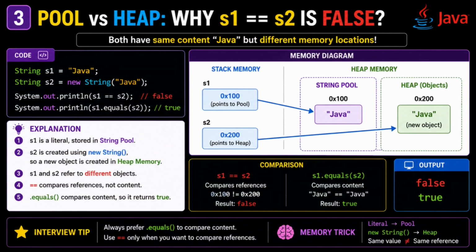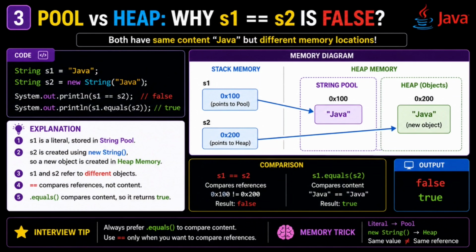Double equals compares references. Dot equals compares content. Therefore, S1 equals equals S2 returns false because the references are different. But S1 dot equals S2 returns true because the content is exactly the same. A good interview answer is: same content does not mean same object. Always use equals when comparing string values unless you specifically want to compare object references.